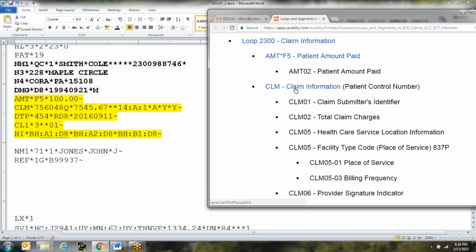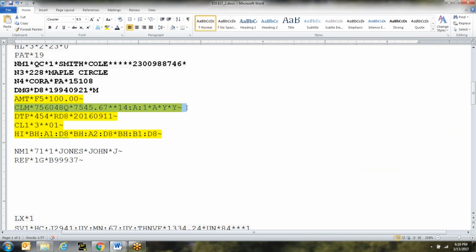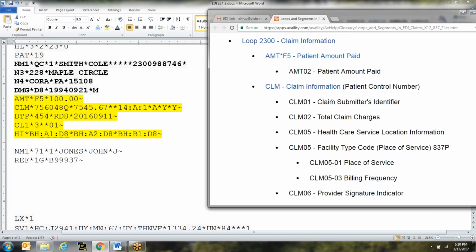Now, let's open the claim information. CLM, CLM01, CLM02, CLM03. Okay, so this is CLM. This is CLM01. Okay, what is CLM01? Claim submitter's identifier. So whoever is submitting this claim, that's his ID. The billing specialist of a hospital or a billing specialist of a doctor's clinic, or whoever is sending this medical claim on behalf of the hospital or a doctor or whoever. It can be the same person. It can be the actual hospital itself. That is the identification number.